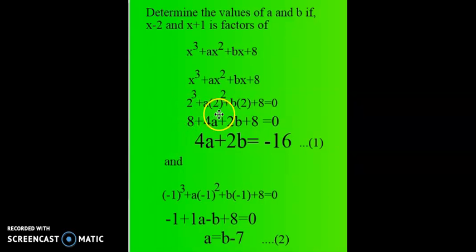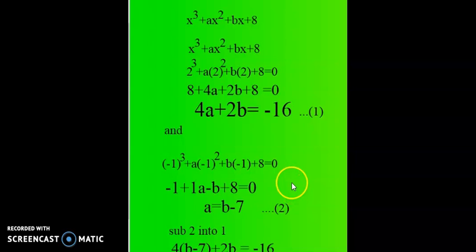Substitute 2. I've got 8, 4a, 2b plus 8 is equal to 0. So that means 4a plus 2b is equal to negative 16. 8 plus 8 is 16, so the other side will be negative 16.